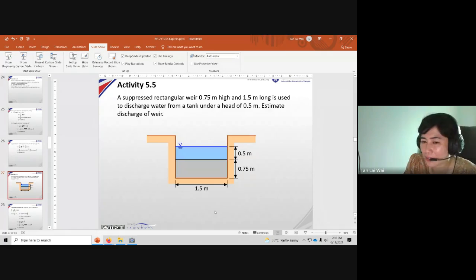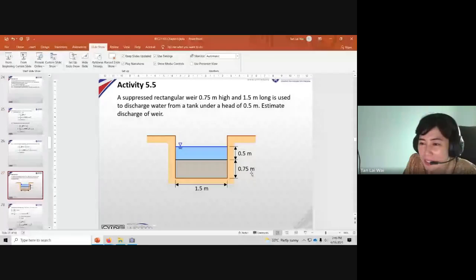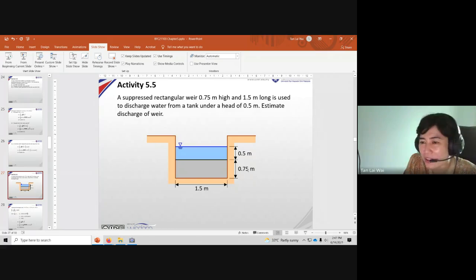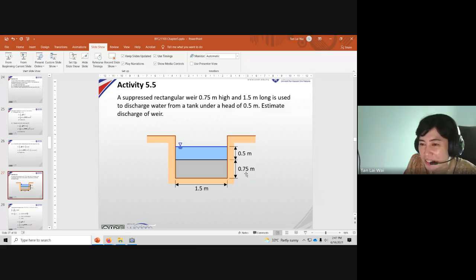So can I have Mimi? Mimi, can you help me? Yes, doctor. Mimi, 0.75, what is the symbol used? Is it H1 or P or L? 0.75. P. P, thank you. How about 0.5 here? What is it?